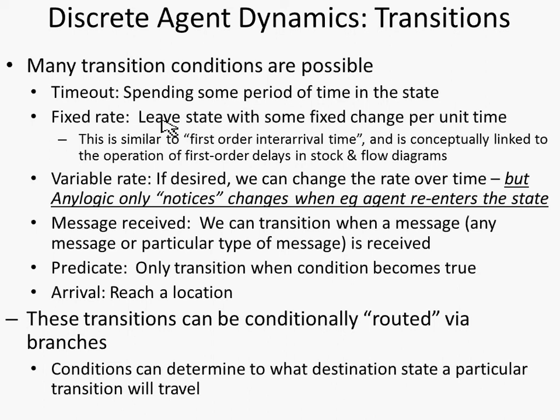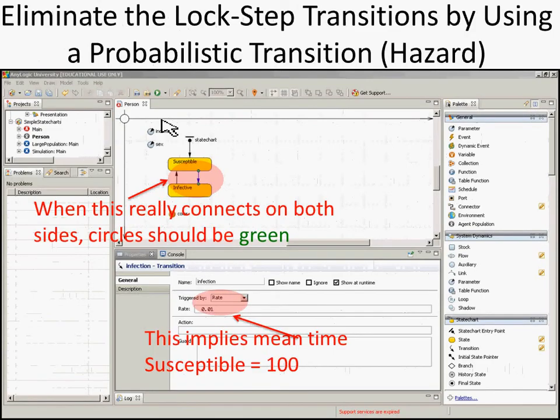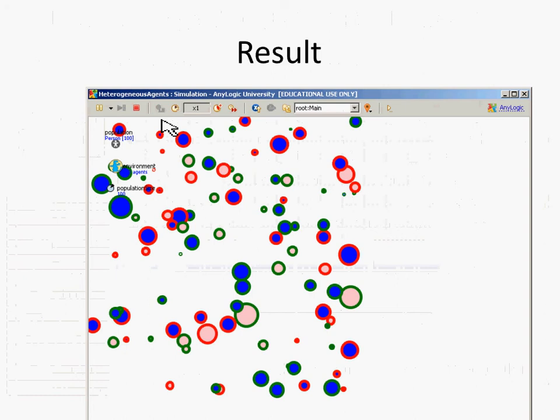You can transition when a message is received, when a condition is true, such as there's no more infection in the population or whatever, or when you reach a location as you're traveling. Okay, so when you reach a certain destination, you can go. And transitions can also be conditionally routed via branches, as we'll see. So we already examined this.